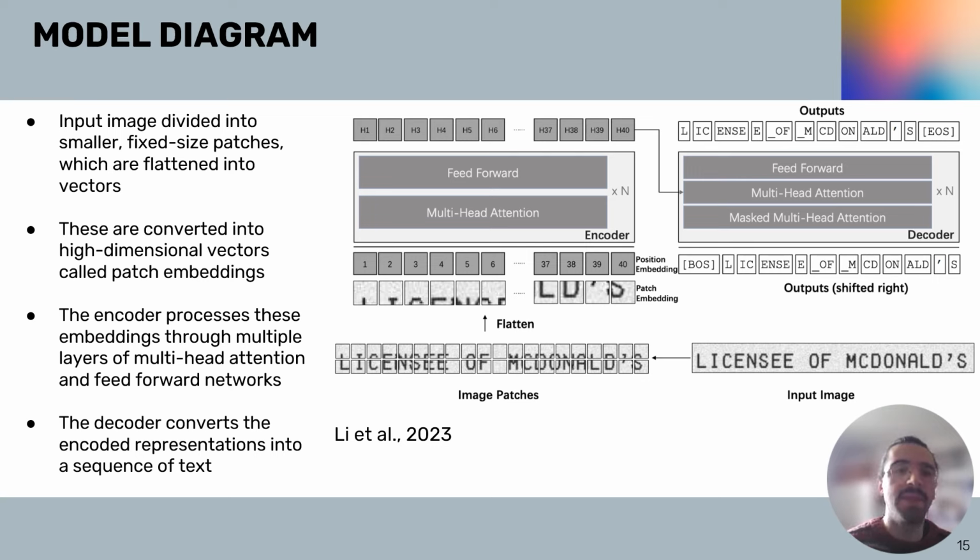And finally, we have the decoder, which converts the encoded representations into a sequence of text. More specifically, it processes the shifted output sequence through masked multi-head attention, and feed-forward layers to produce the final text output sequence. So the final result is a sequence of tokens representing the text extracted from the input image, such as, in this case, licensee of McDonald's.